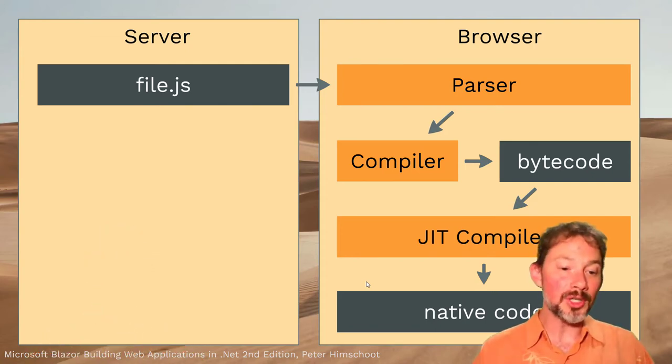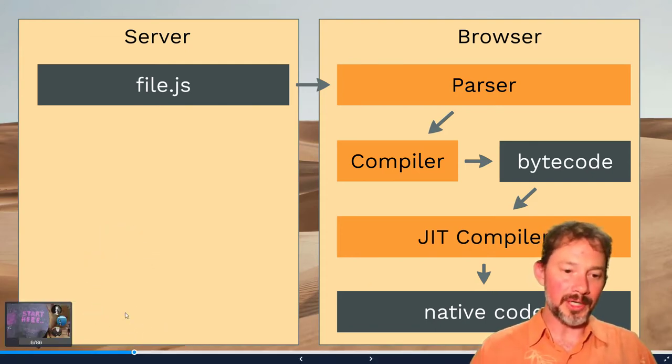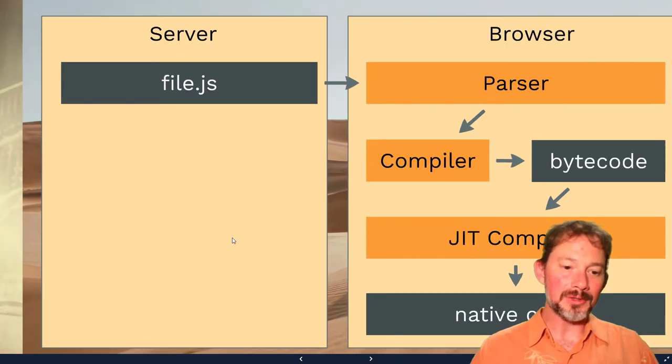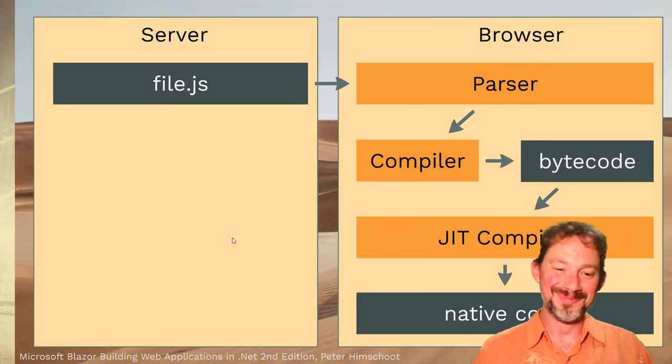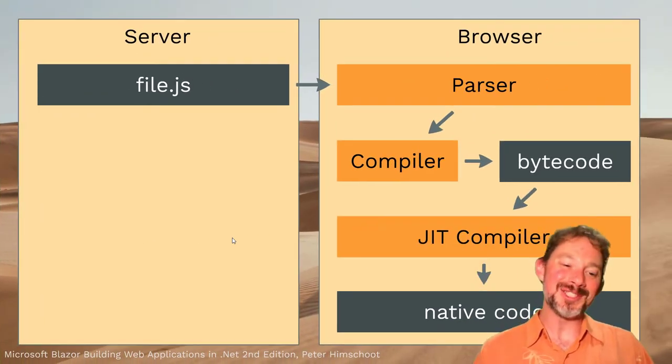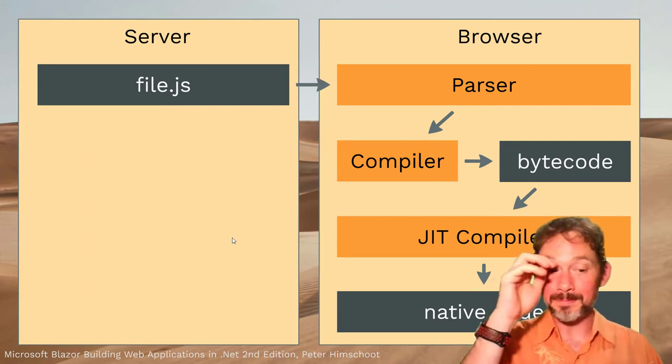And actually, this book, Microsoft Blazor, Building Web Applications in .NET, 2nd Edition by Peter Himschoot, is a good book. I've got a reference to it here. I borrowed this diagram from him.